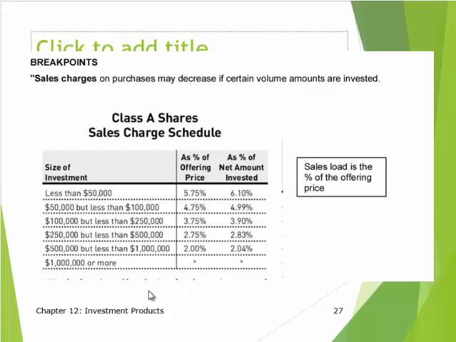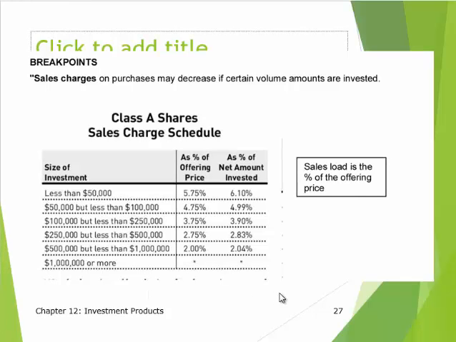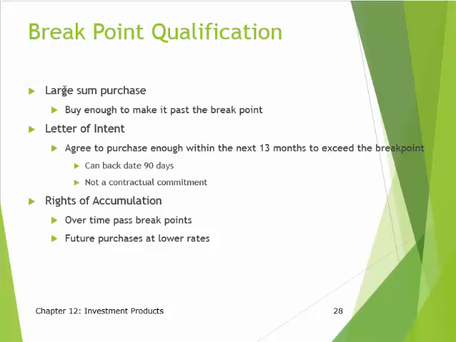Now, we're going to talk about how you can get around these breakpoints and how you can use that, but that is essentially the idea. It is a volume discount strategy, if you will. So how can you break them? You have to have a large sum purchase. If you had $60,000 instead of $50,000, it would cost less.